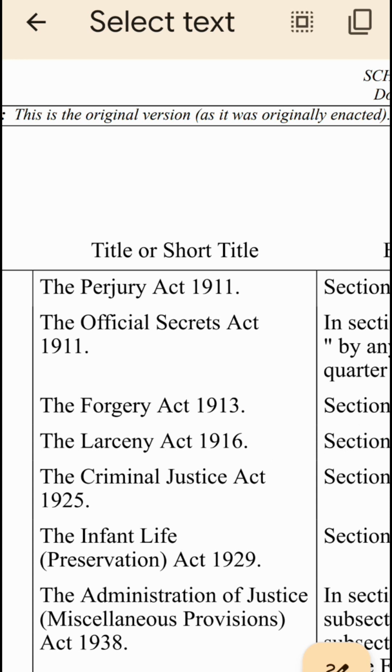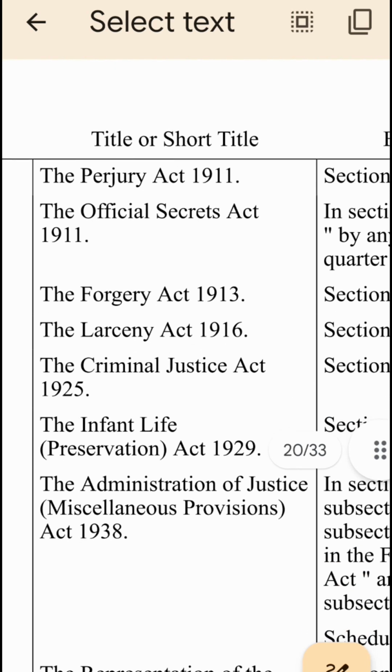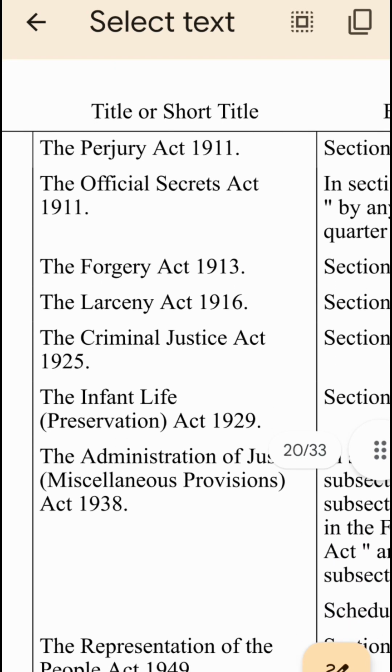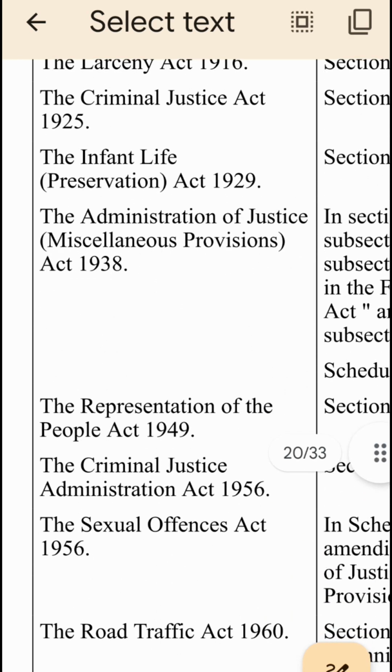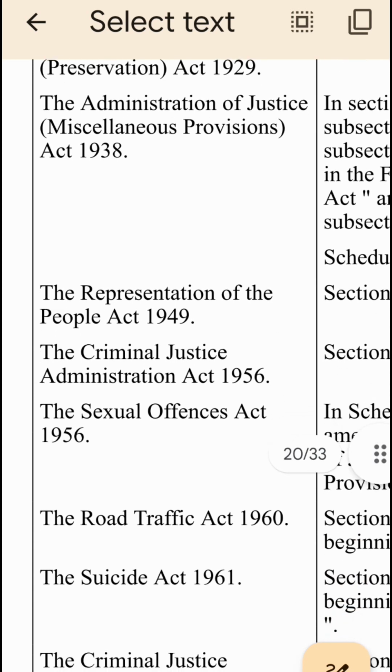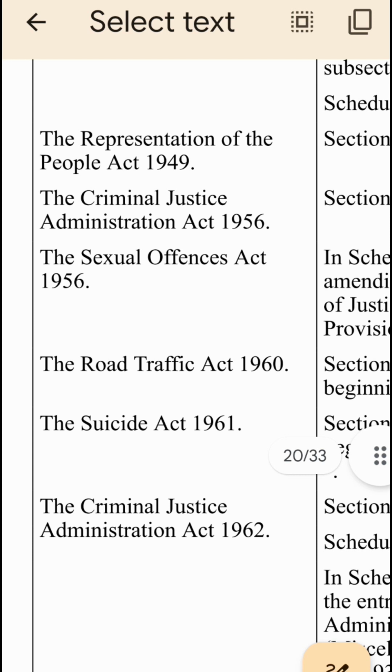important. The Perjury Act, Official Secrets Act 1911, Forgery Act, Larceny Criminal Justice Act 1925, Infant Life Preservation, Administration of Justice, Representation of the People Act 1949. I know that one. The Criminal Justice Administration, Sexual Offences, Road Traffic Act 1960. You see, this is when we had these special reasons in the Road Traffic Acts as well.